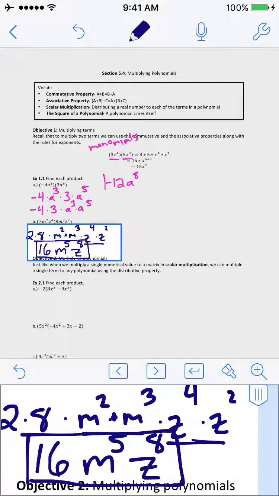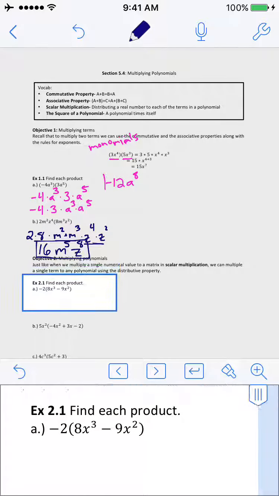Product rule only applies to the ones that have the same base. Okie dokie. Multiplying other polynomials.